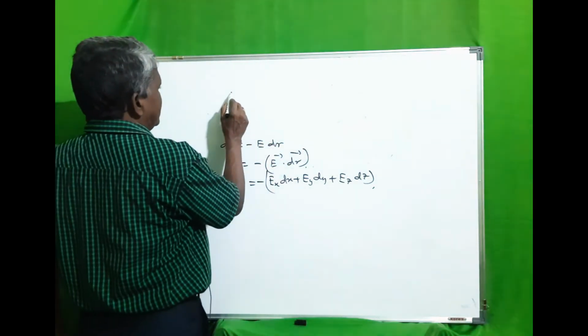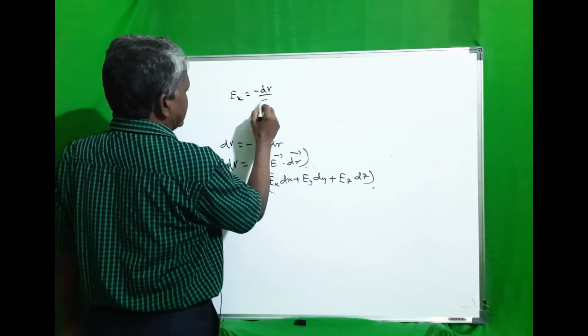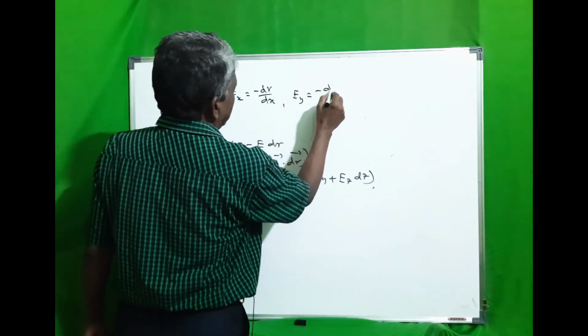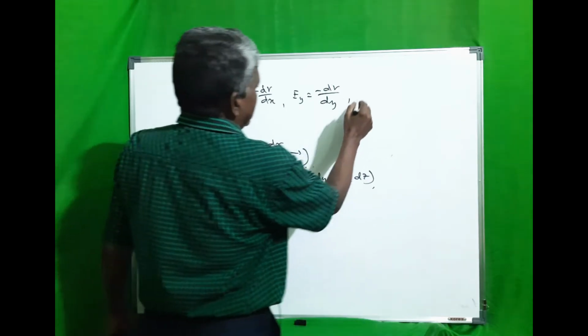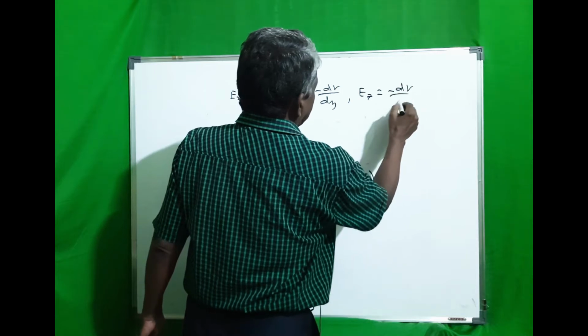So Ex is equal to minus dV by dx, Ey is equal to minus dV by dy, and Ez is equal to minus dV by dz.